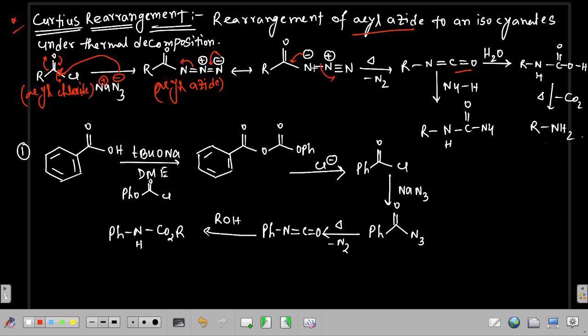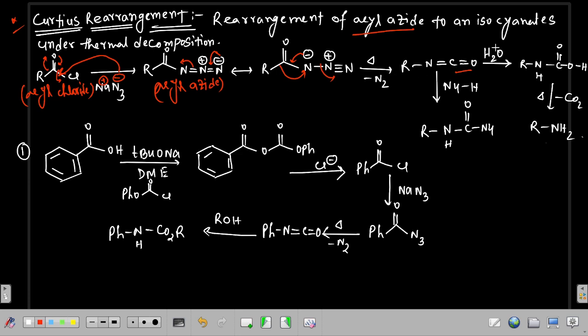Next step, this undergoes rearrangement, and under the thermal condition there will be removal of this nitrogen, and this minus will shift to this carbon, and this alkyl will shift to this nitrogen, and it leads to the removal of this nitrogen. So it leads to the formation of this isocyanate.